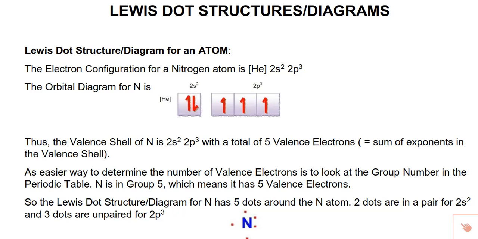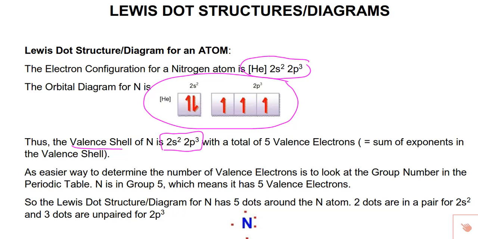As we know from past lessons, the electron configuration of nitrogen is helium, 2s2, 2p3, and therefore the orbital diagram looks like this. That tells us that the valence shell of nitrogen is 2s2, 2p3, which means it has a total of 5 valence electrons because we add together the exponents in the valence shell.